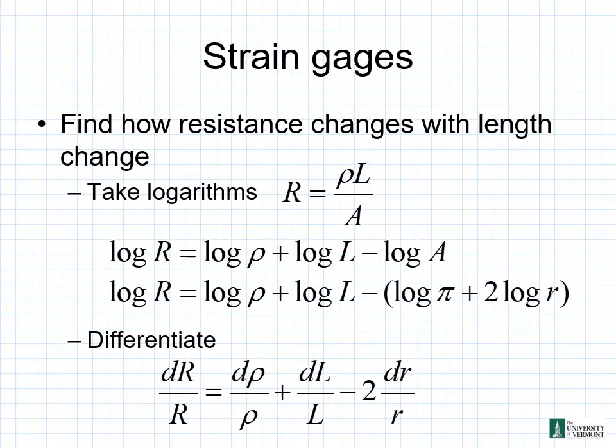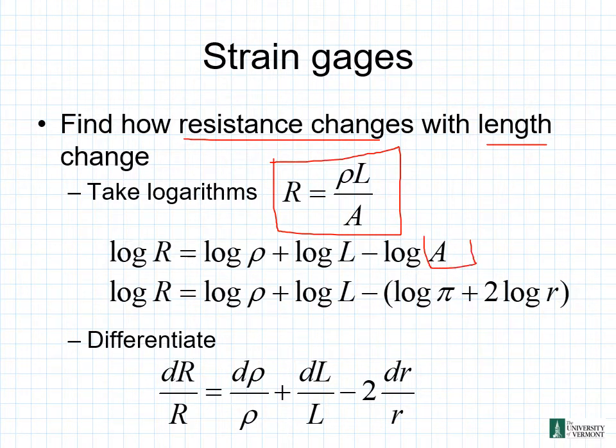So if we wanted to find out how resistance changes with the length change, we can use the same equation from the previous slide with a couple manipulations. Take the log of R, this will be equal to the log of rho plus the log of L minus the log of A, where for our area here we can plug in our values. So the log of R is equal to the log of rho plus the log of L minus the log of pi plus 2 times the log of r. Then, if we were to differentiate, what we end up with is dR over R equals d rho over rho plus dL over L minus 2 dr over r, and this will give us the resistance change with the change in length.